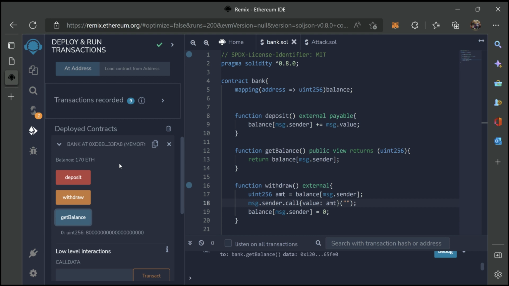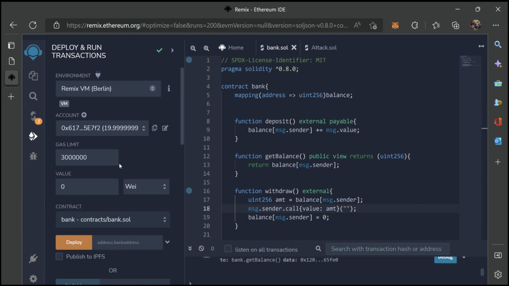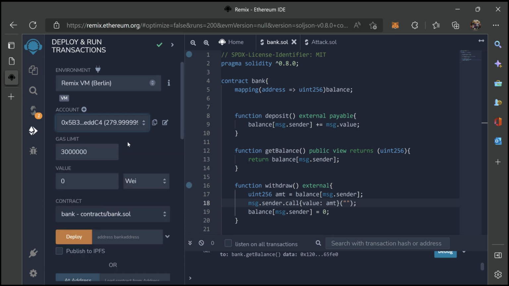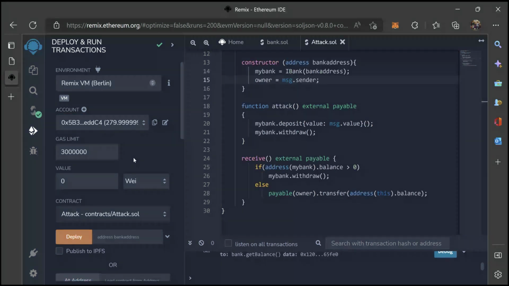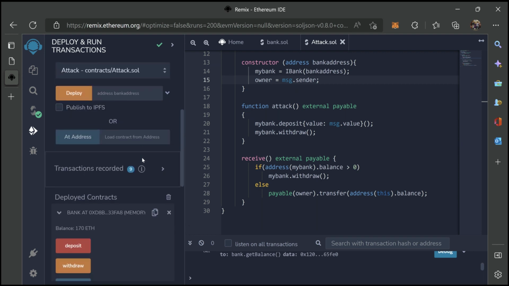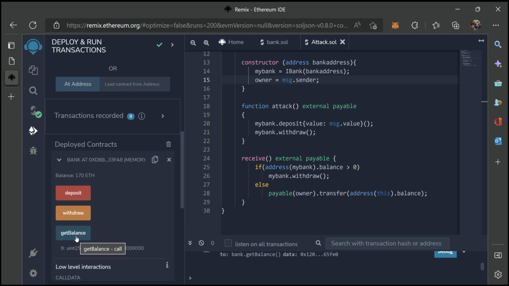So let's say we have the attack. I use the first one as the attack. Remember, we have 279 already over here. So this address, the first account, is going to be the owner who also deploys the attack. And obviously right now I didn't do any deposit, so this is going to be 0.